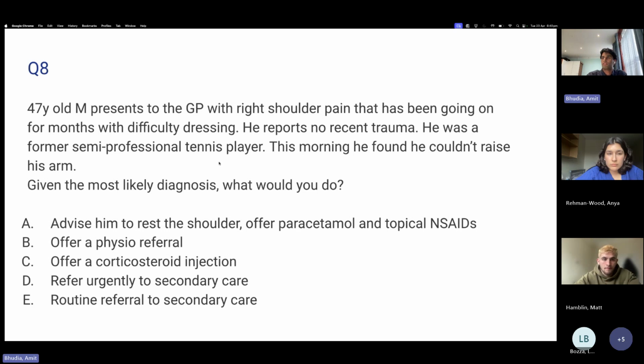So this is a 47-year-old male who presents to a GP with right shoulder pain. It's been going on for 4 months, difficulty dressing, no recent trauma. He was a semi-professional tennis player and he couldn't raise his arm. So what you'd like to do is refer urgently to secondary care.